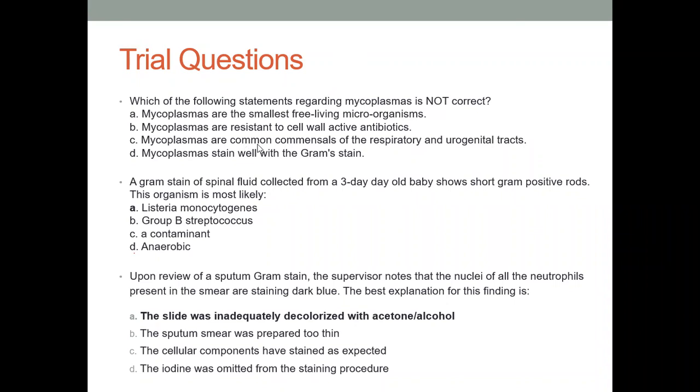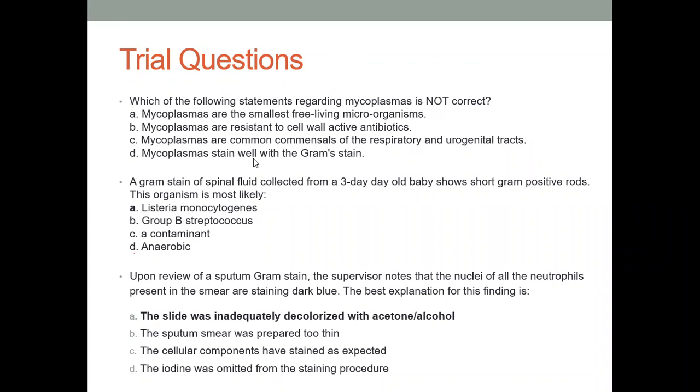Mycoplasmas are common commensals of the respiratory and urogenital tracts. This you may not know, but that's also correct. Mycoplasmas are normal commensals in the respiratory and the urogenital tracts. This is where the trick is. Mycoplasmas stain well with the gram stain.